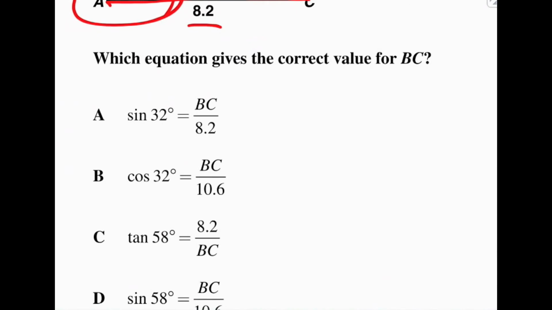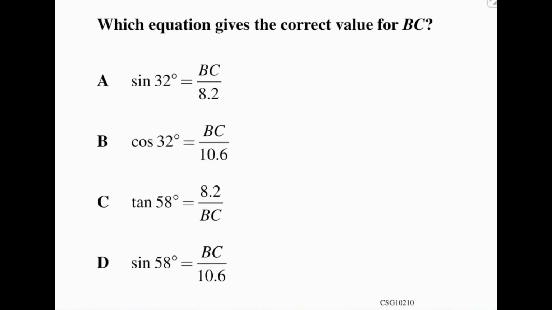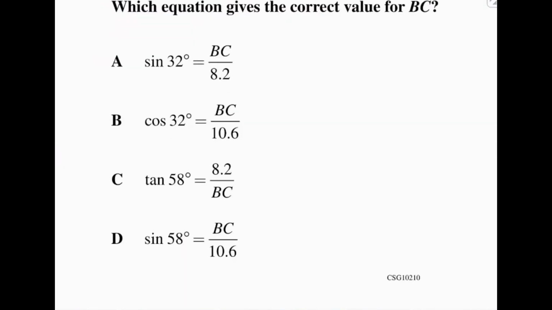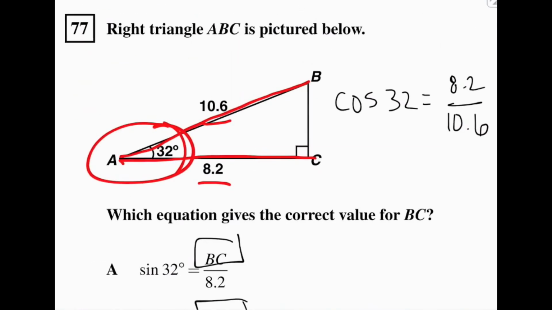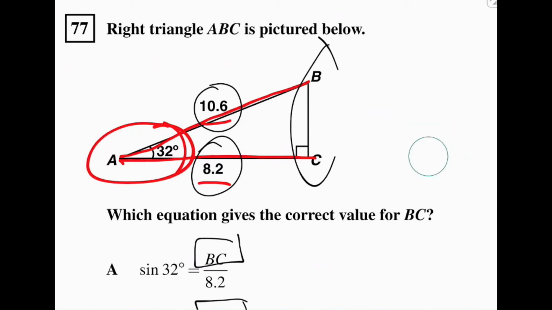But if I look here, they're not talking about that. The only cosine I see here is BC over 10.6. I don't see both numbers in the equation. So now it looks like every one of these answers has BC in it. So I got to figure out BC in relation to either 10.6 or 8.2. So although that was correct, that's not what they're looking for. So you got to be careful, because sometimes they're looking for something that you're not looking at.